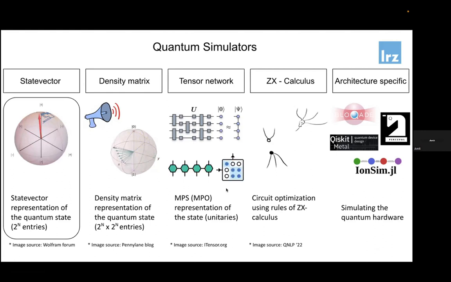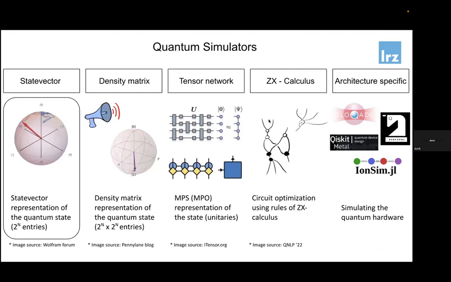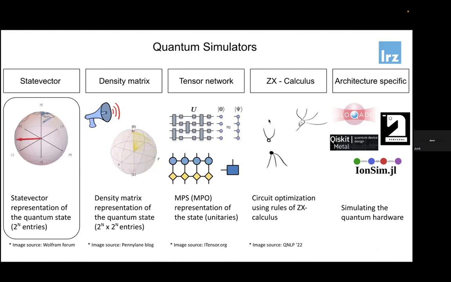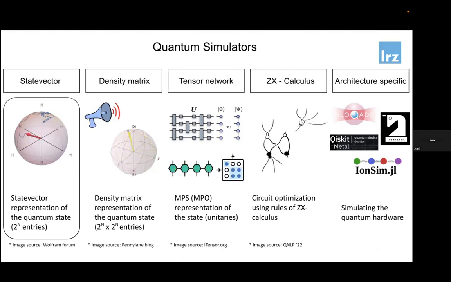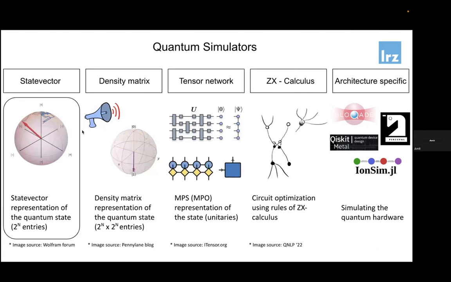There have been other works in tensor networks where they've mapped state preparation techniques onto unitaries. Then there's been a whole field of ZX calculus, which is used heavily in error correction and also for circuit optimization. And then we have the architecture specific packages, such as Qiskit Metal, IonSim, and things like this, where they look at simulation of specific quantum hardware. In this part, I'll use state vector simulators to analyze the performance of quantum chemistry algorithms.